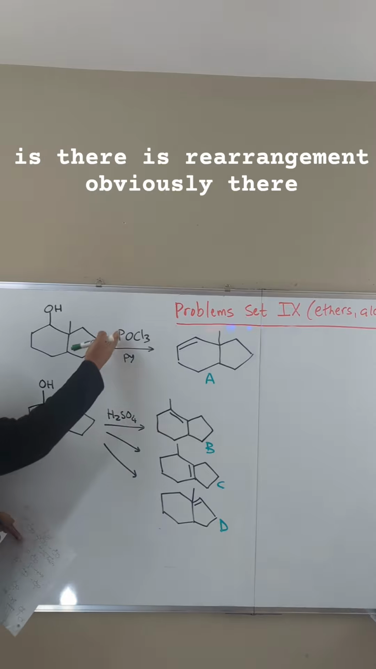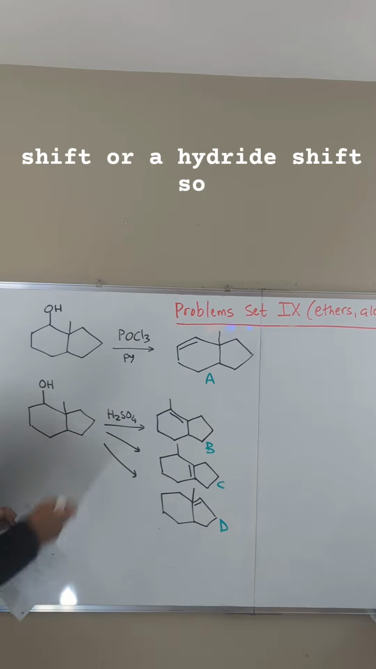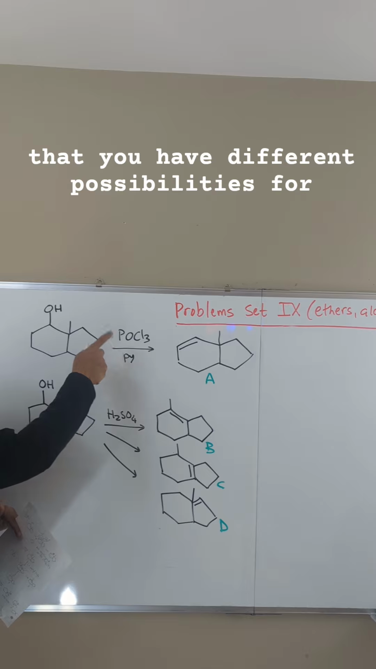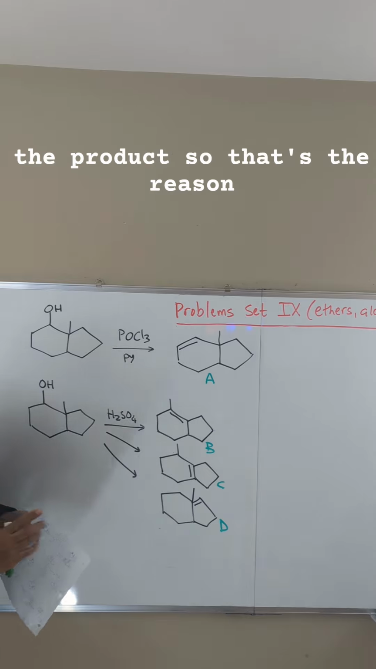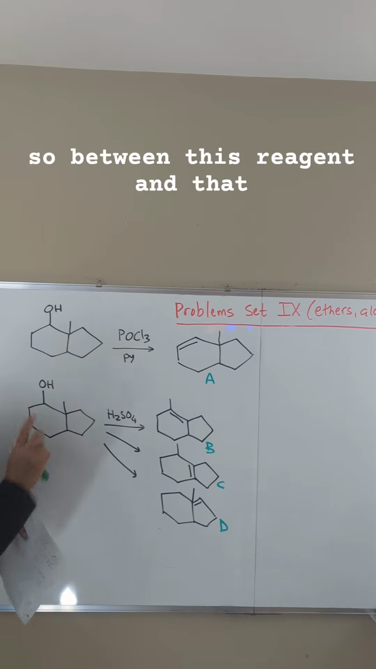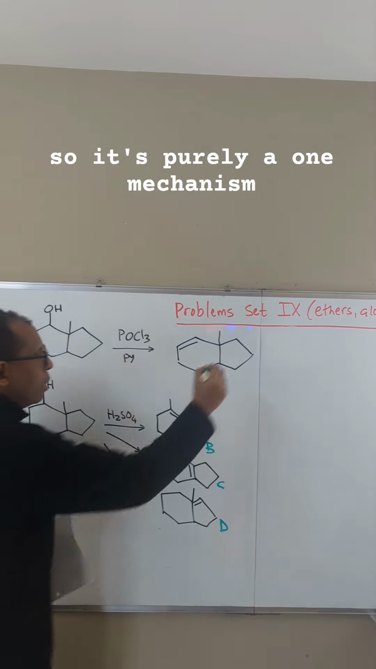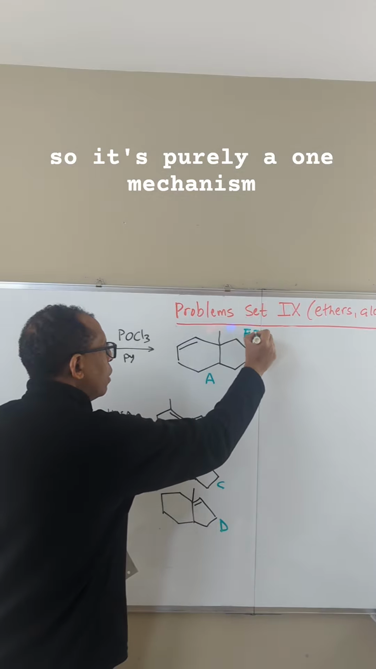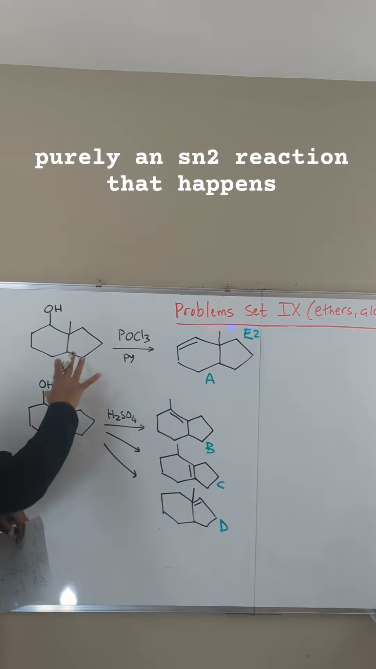So between this reagent and that reagent, even though both do dehydration, the phosphorus oxychloride doesn't lead to rearrangement. So it's purely one mechanism, purely an SN2 reaction that happens, or an E2 reaction that happens in the presence of pyridine. So purely this is an E2 mechanism without rearrangement. No rearrangement for this.